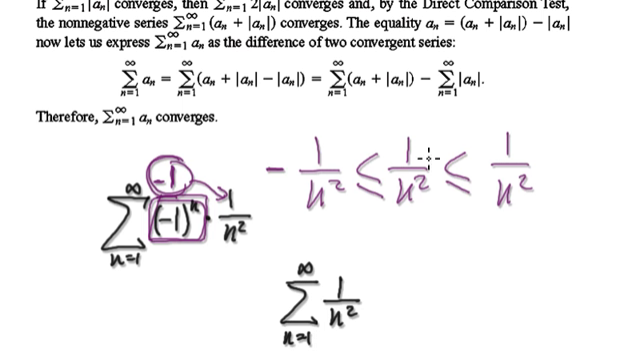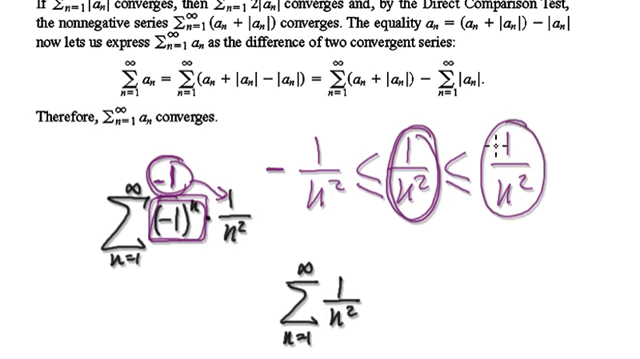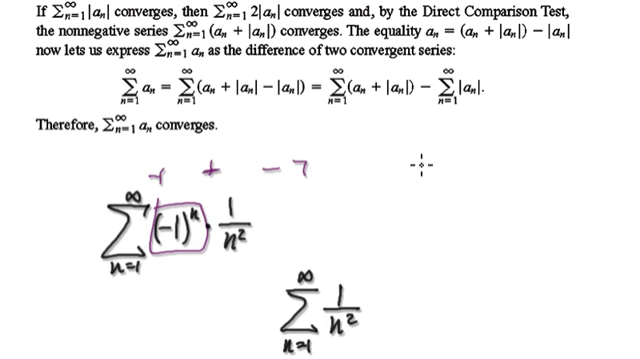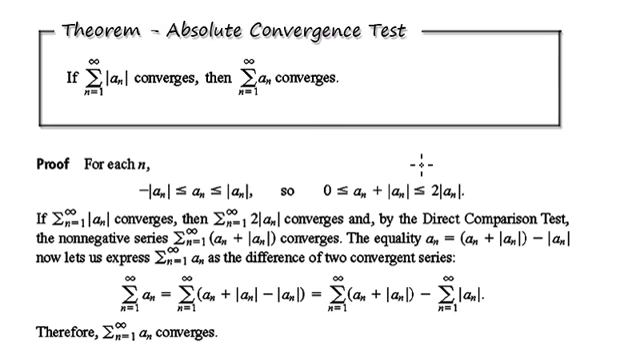So the negative version. You can say that this thing here is always trapped in between the positive version and the negative version, just because this thing here is alternating. It's either minus 1, plus 1, minus 1, and so on. So if you have an alternating series, you can say this thing here is always trapped in between here and in between here.